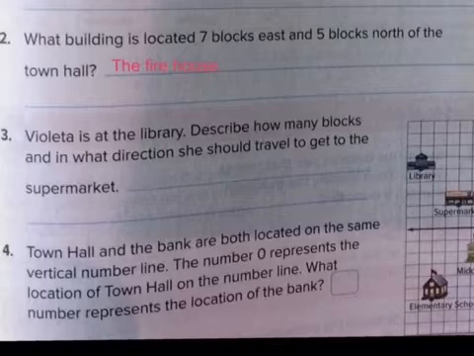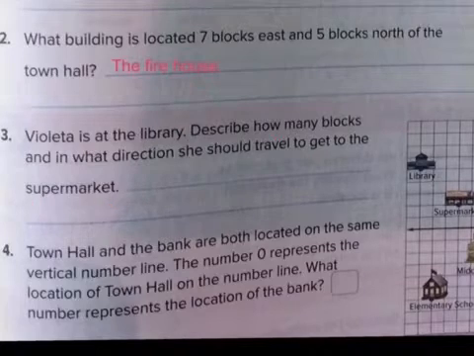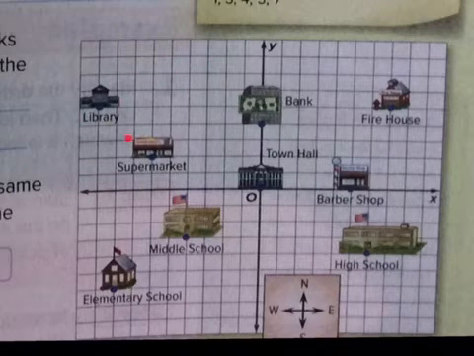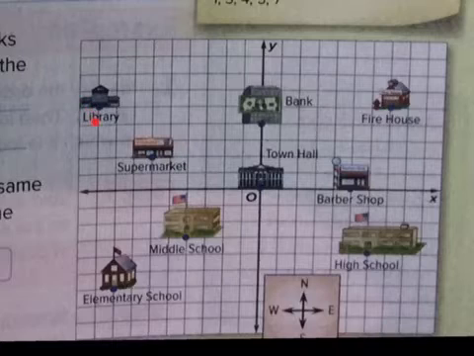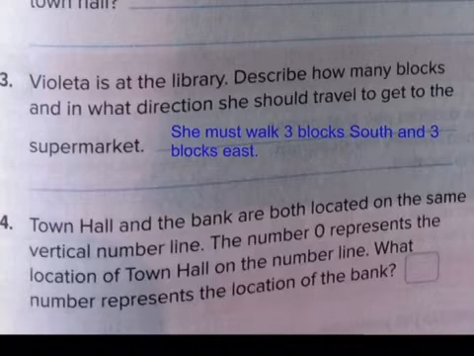Number 3. Violetta is at the library. Describe how many blocks and in what direction she should travel to get to the supermarket. So she's at the library and she's going to the supermarket. Here's our library and there's our supermarket. So from the library she needs to walk 1, 2, 3 south and 1, 2, 3 east. Right? 3 south, 3 east. Southeast. Let's use blue because red was getting hard to see. She must walk 3 blocks south and 3 blocks east.